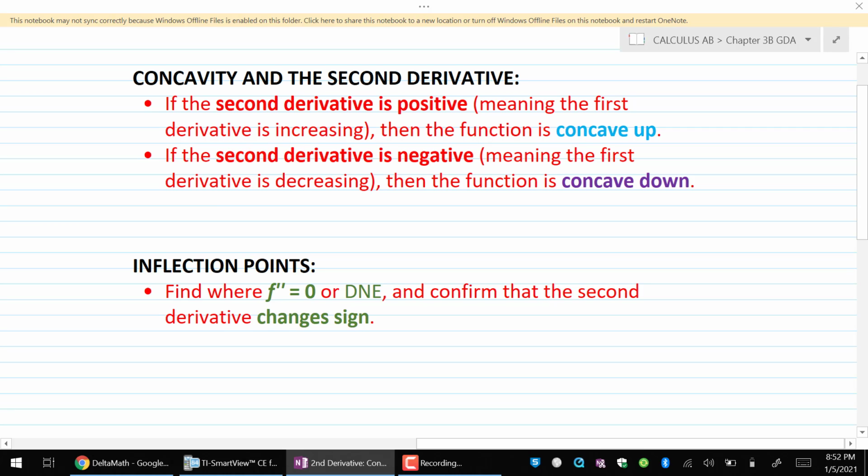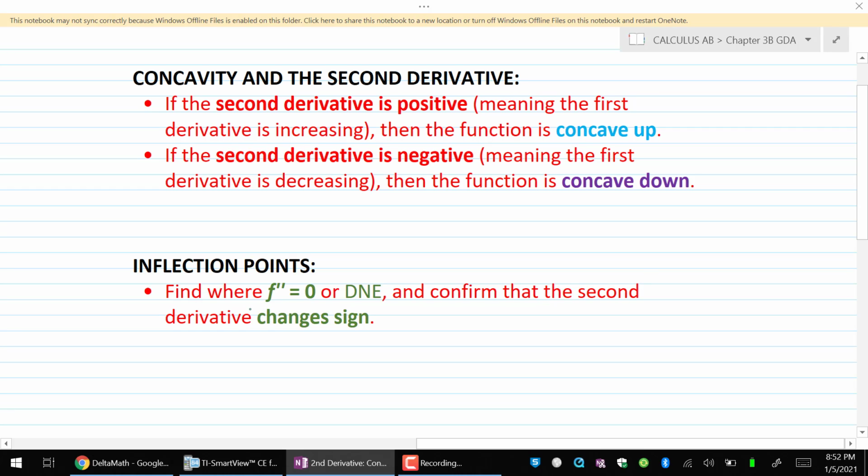Concavity and the second derivative. When f double prime is positive, the function is concave up. When f double prime is negative, the function is concave down. That's the original function. And again, our definition of inflection points, be careful.